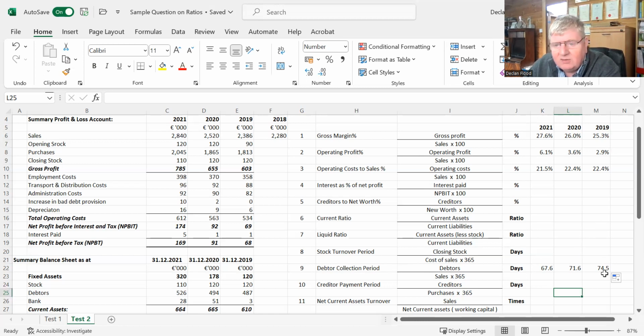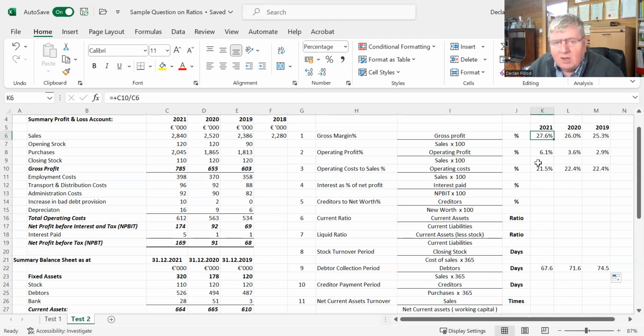So if we look in 2019, our day sales outstanding for this company here was 74.5. Then in 2020, it was 71.6. And in 2021, it's 67.6. So as we can see, they seem to be getting a handle on their debtors. Their DSOs are going down year on year. And to me, that's a good sign that the business is being run well. They're focusing on their cash and they're improving their cash flow performance. So that would certainly be a positive.